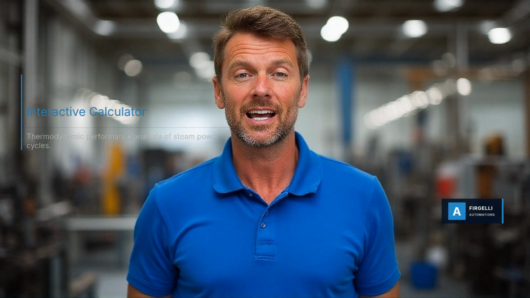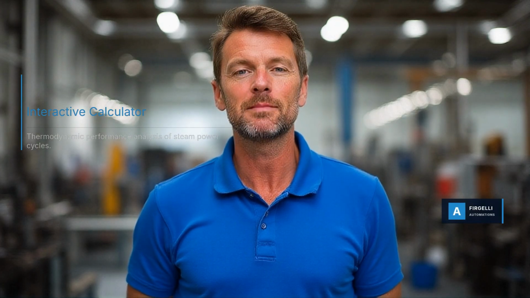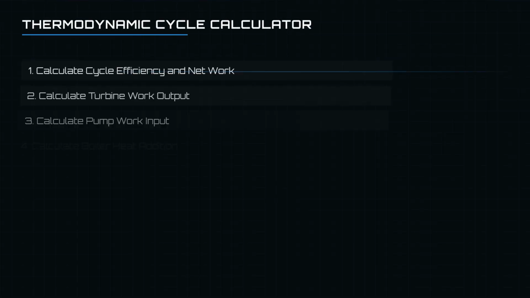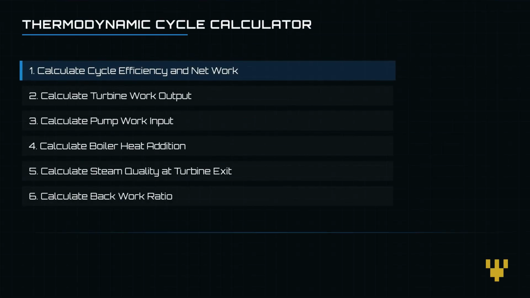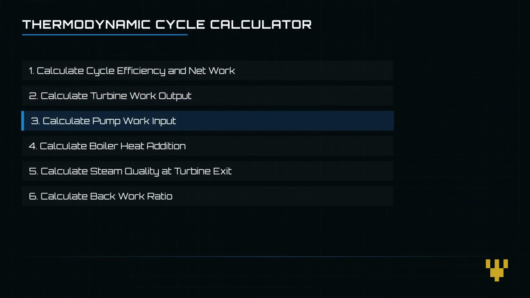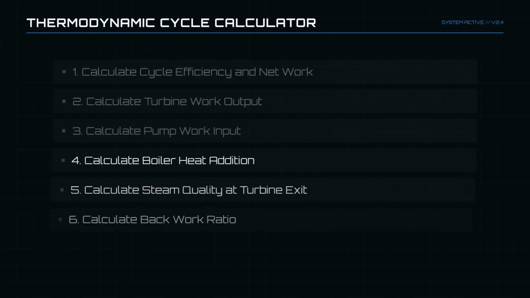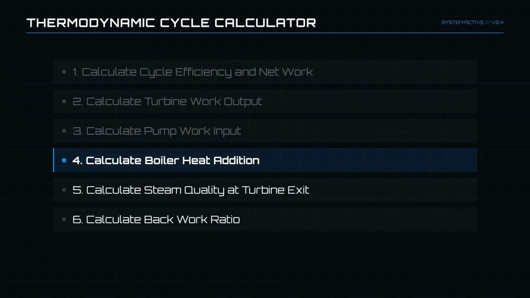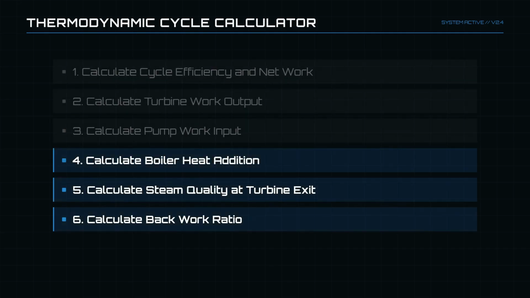This is the Rankine Cycle Interactive Calculator, which analyzes the thermodynamic performance of steam power cycles. The calculator has 6 calculation modes: calculate cycle efficiency and net work, calculate turbine work output, calculate pump work input, calculate boiler heat addition, calculate steam quality at turbine exit, and calculate back work ratio.